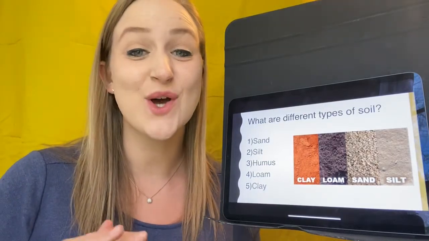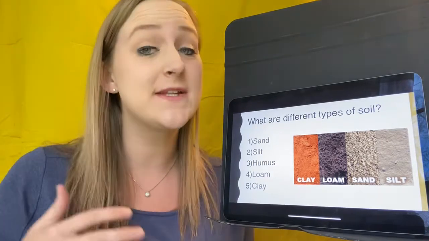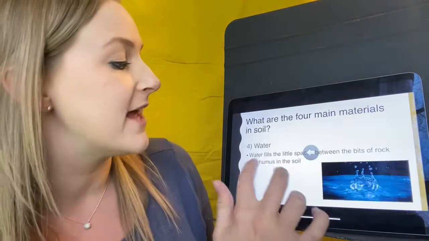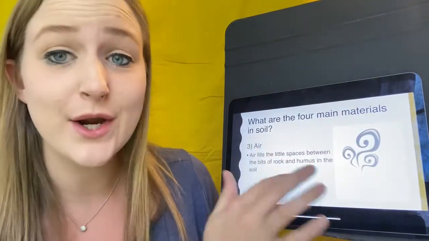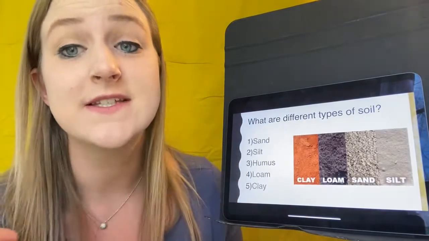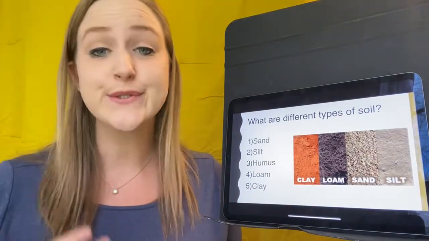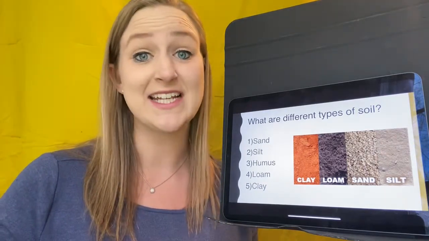Hey guys, so in the last video we were learning about what soil is and what materials go into soil. And remember we learned that we have rocks, humus, air, and water, and we're going to talk today about the different types of soil. So those include sand, silt, humus, loam, and clay.